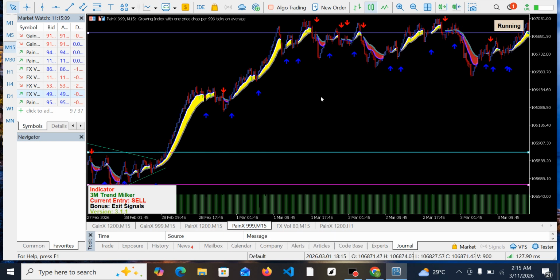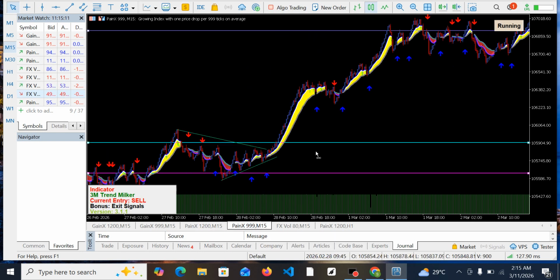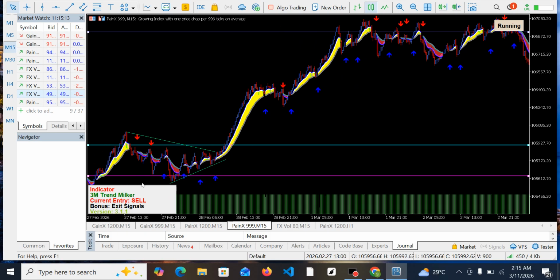Now let's check out PainX 999. This is PainX 999, still on 15-minute time frame. We came in at this point because this had a buy at this point. We didn't get in right there. So I told you, if you miss out from the trend at the beginning, you can wait for the pullback before you jump into it. So it pulled back and played around there for a while.